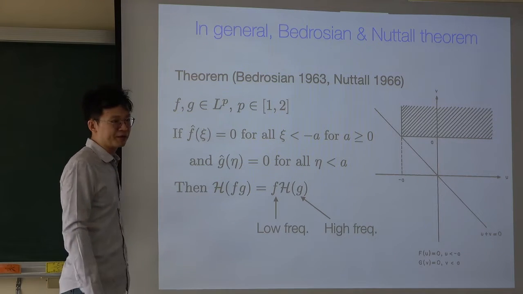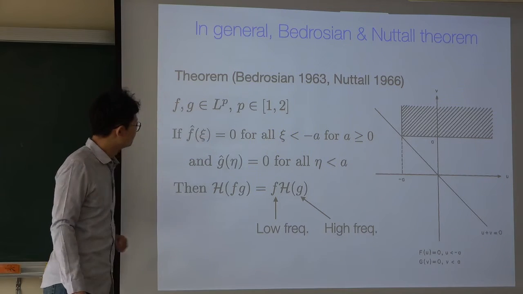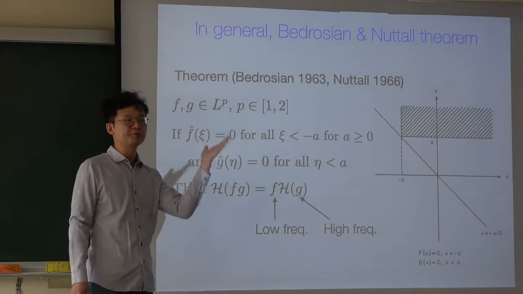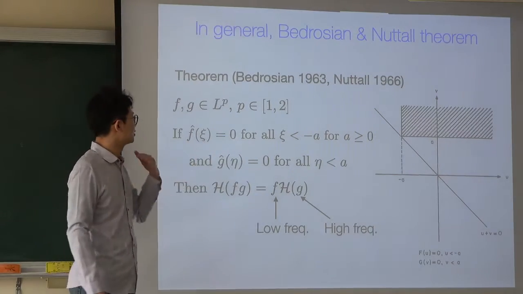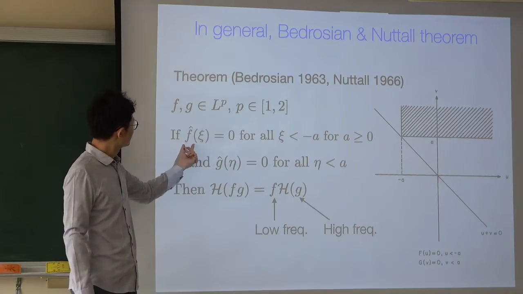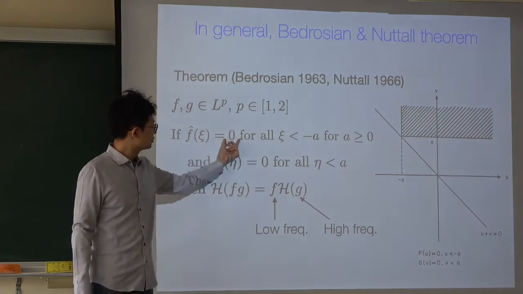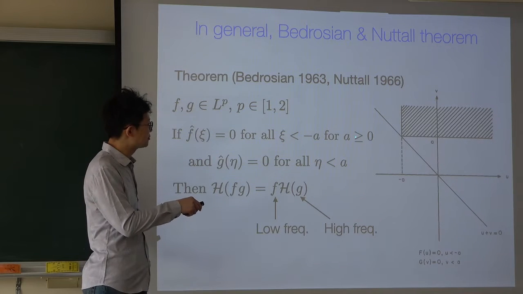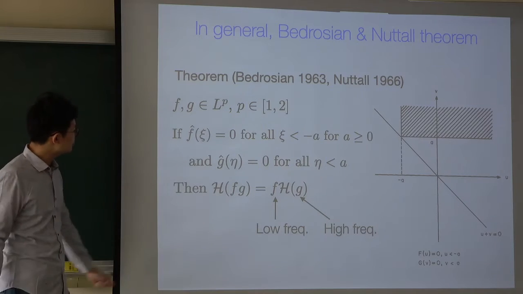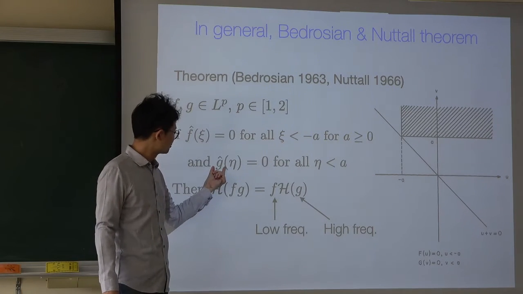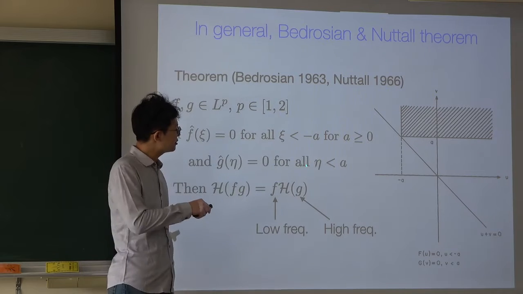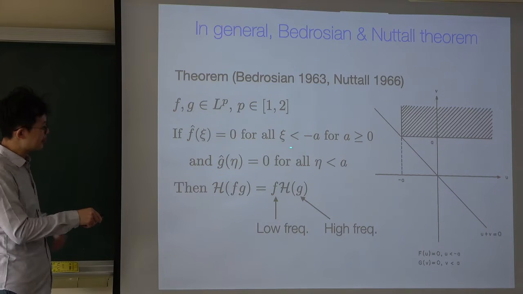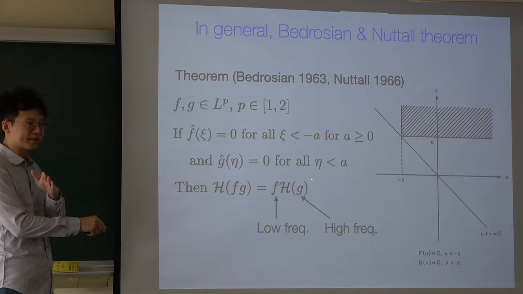It says that if I give you two functions f, g in L^p, okay, and now let's have some assumptions about the Fourier transform, and in particular the support. If the Fourier transform of f is 0 for every frequency ξ less than -a for some a positive, and the Fourier transform of g is 0 for any frequency content less than a. a is non-negative, so -a is on the left-hand side, a is on the right-hand side.